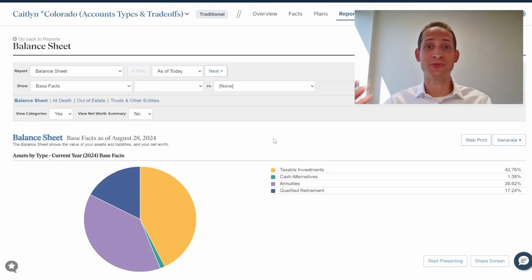If you've ever wondered about different account types when it comes to investments and some of the trade-offs that might occur because you're using one instead of the other, we've created a simplified explanation here for you today with Caitlin, Colorado, to run through some of those possible scenarios.